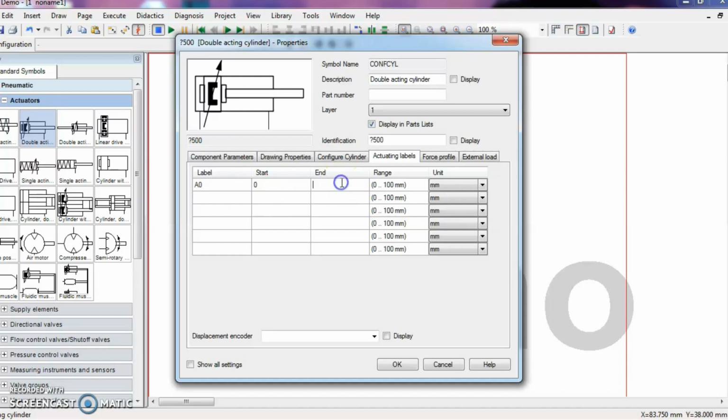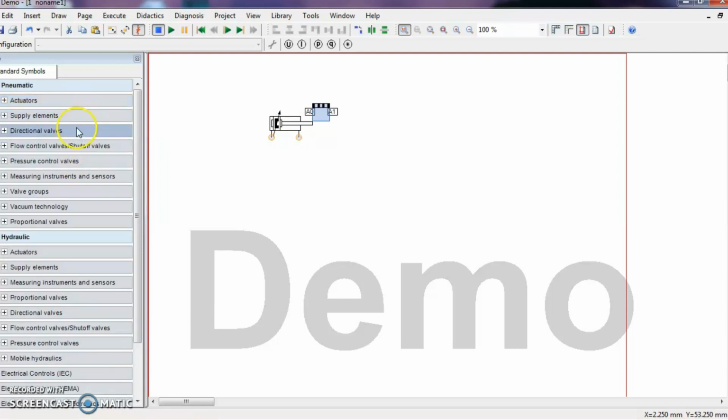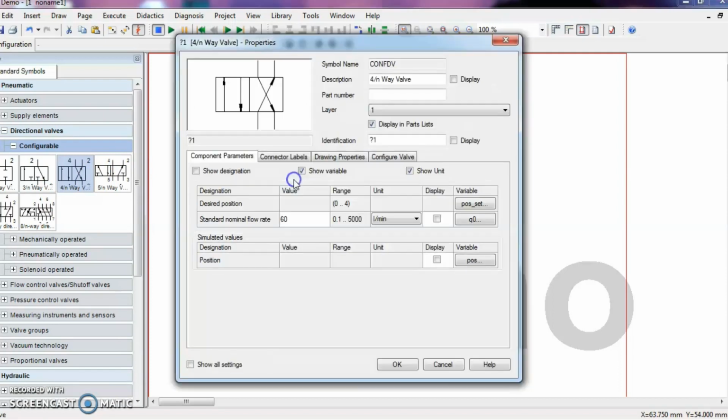So here I am just taking the cylinder. We already saw that there are two cylinders, A and B. Now I am drawing the first cylinder A. We have to give the limits because we are going to use limit switches, so in this software we mention them as A0 and A1. Okay, now the A cylinder is drawn. Next we are going to draw the DCV.